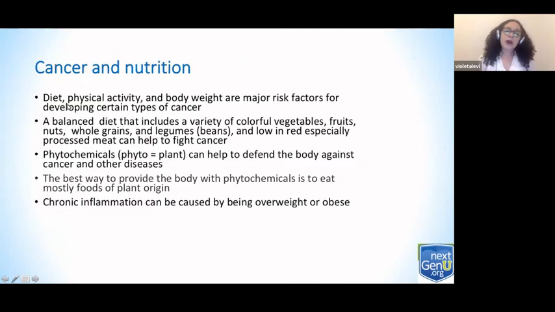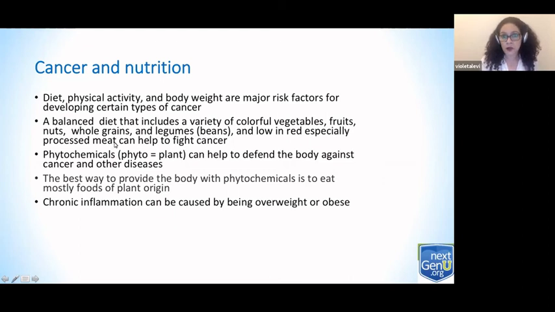When we're talking about diet and cancer, diet, physical activity, and body weight are major risk factors for developing certain types of cancers. Obesity and overweight are among the highest risk factors for developing many types of cancer. So a balanced diet includes a variety of colorful vegetables and fruits, nuts, whole grains, and legumes, any kind, any color, and is low in red and especially processed meats.